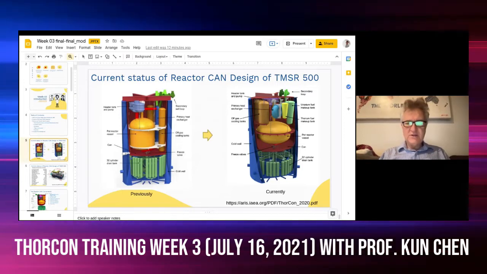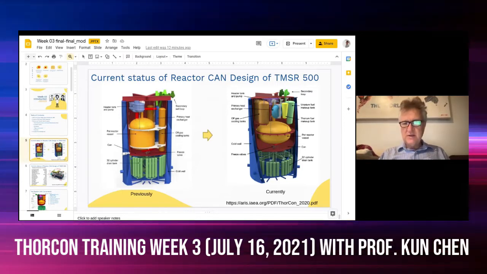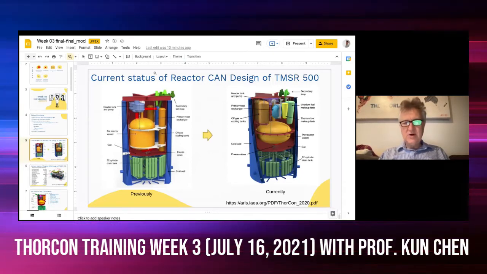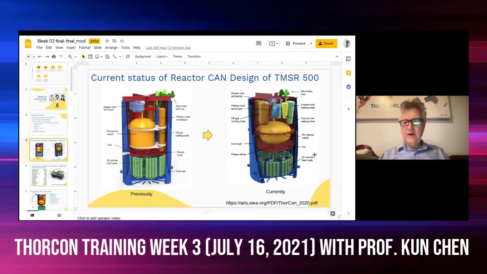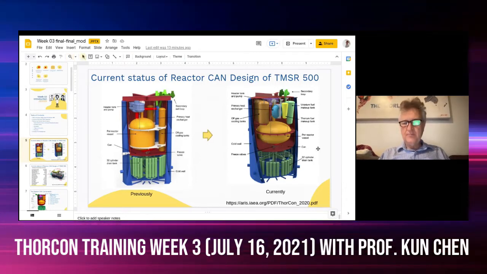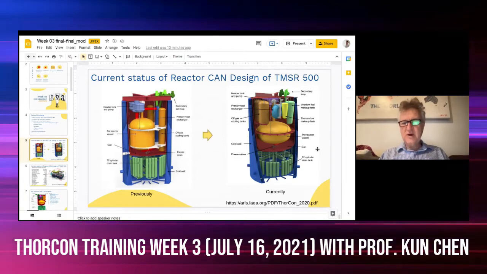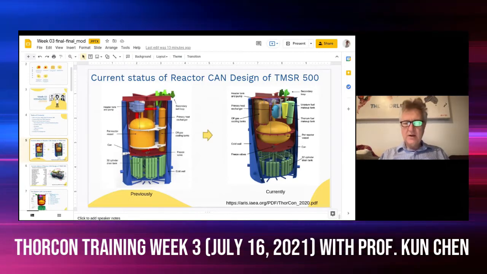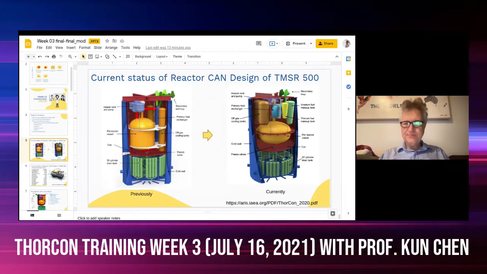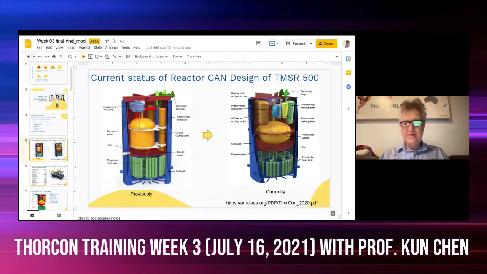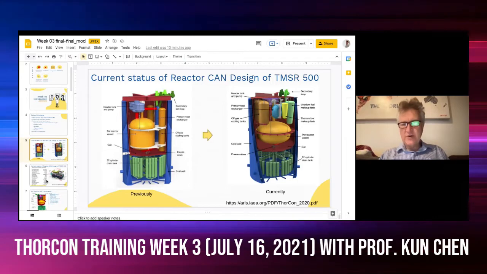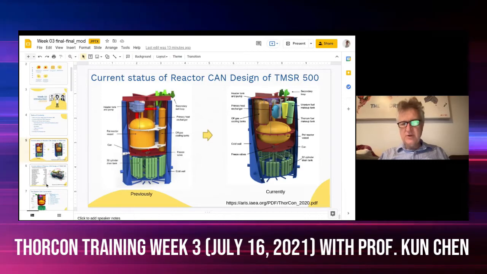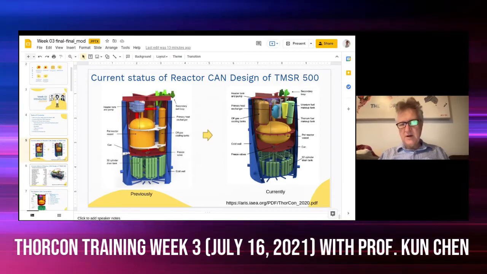That drove design changes. On the right side, you can see how it is now: it is wider than it is tall. It's roughly the same volume, but in order to meet the restrictions of the graphite, we had to make the pot shorter, because we cannot make graphite logs as long as we like. That meant that in order to maintain the volume, we had to make it wider, and that pushed the heat exchanger to be completely above the reactor core.